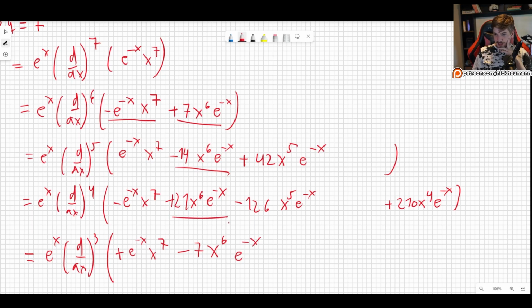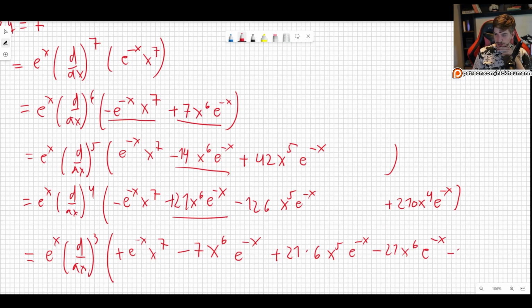And then we go for this part where we have plus 21 times 6 x to the 6th e to the minus x minus 21. Oh, that's not supposed to be x to the 6th. That's supposed to be x to the 5th. Minus 21 x to the 6th e to the minus x. And then we have, let's see, maybe I'll double check. So 1, 2. Yes, now comes this.